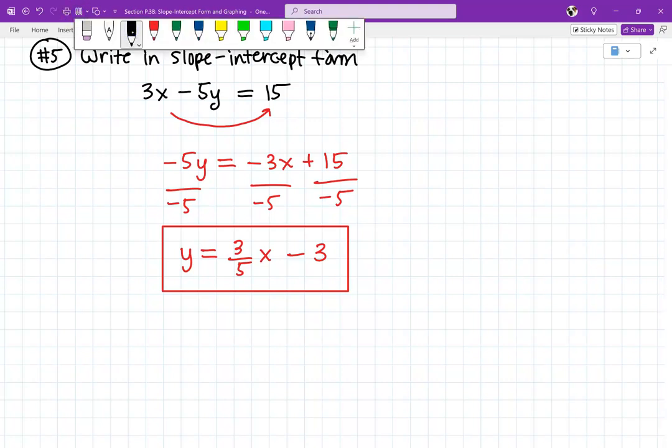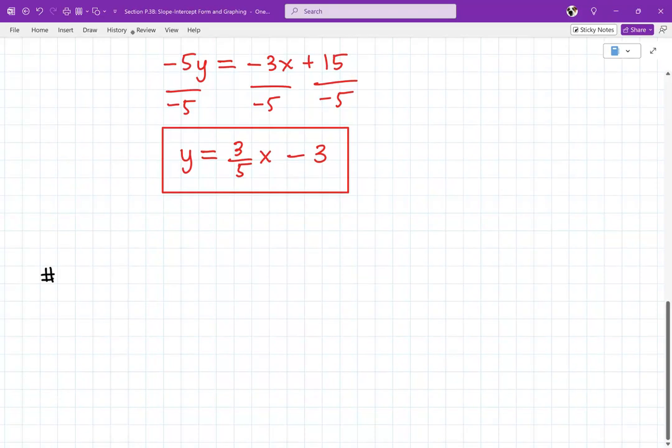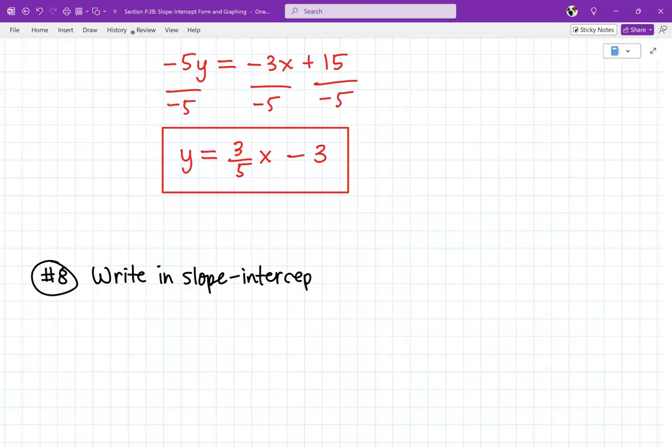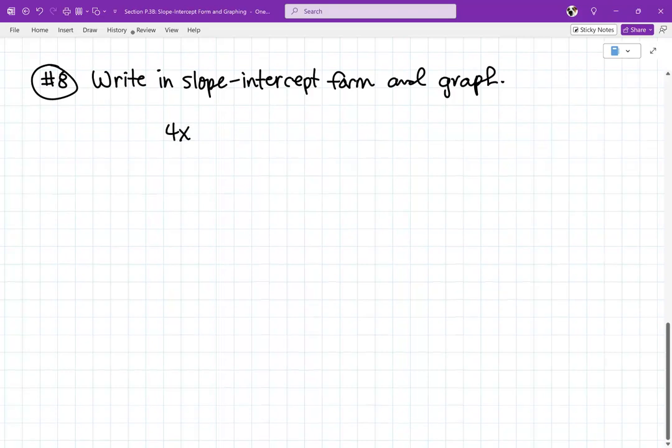I'll probably do 2 more and then we'll be done. No, I got to do 3 more for sure. Let's try doing number 8. So we're going to write in slope-intercept form and graph. Number 8 looks like this. 4x plus 5y equals negative 5.